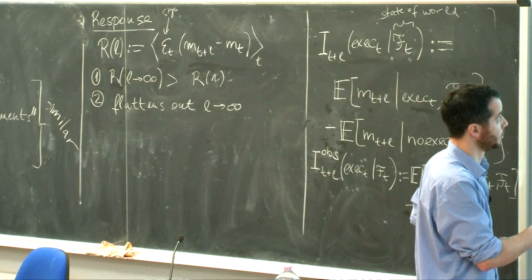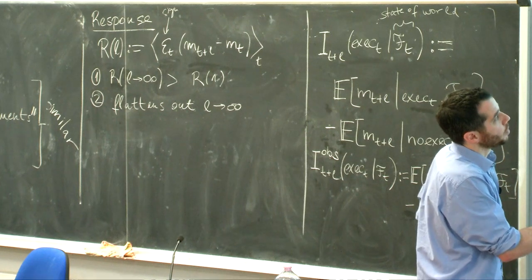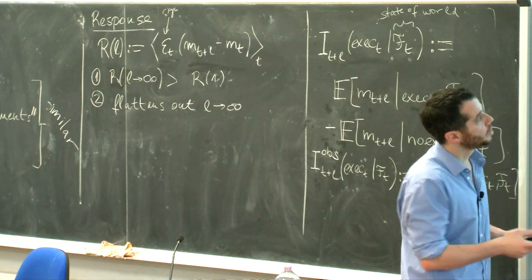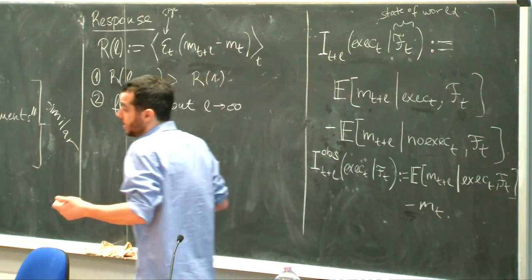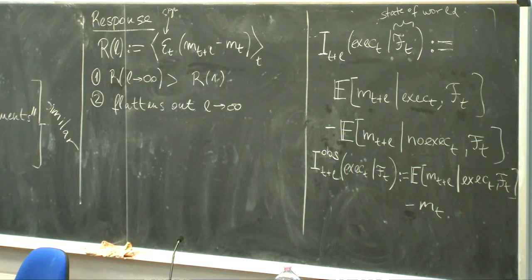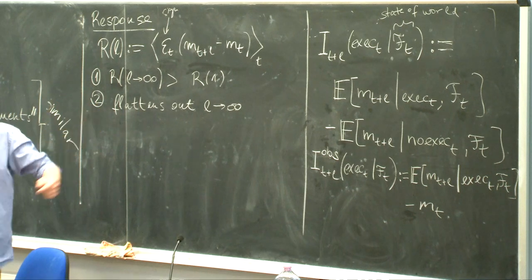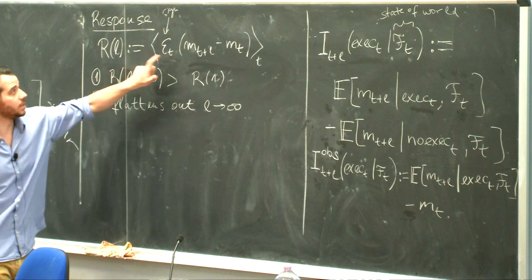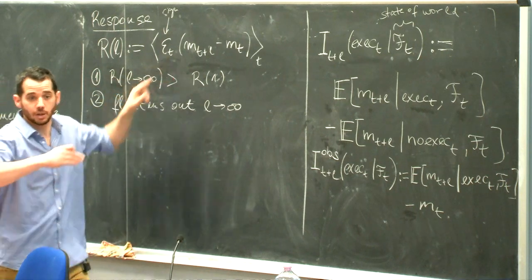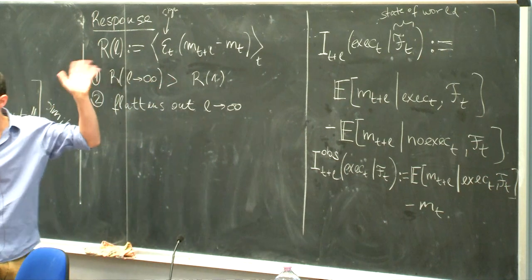But okay, we'll see this later. And okay, what does it mean that this flattens out here? That is easier to understand, I think. If it continues to grow forever, it means that there is some type of predictability, right? Given that I know this thing here, I can know that the price will be increasing much later.